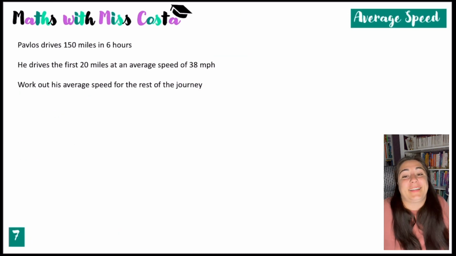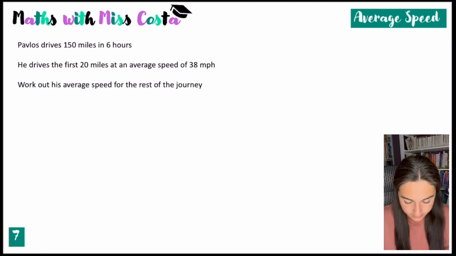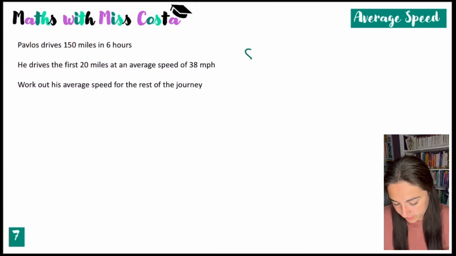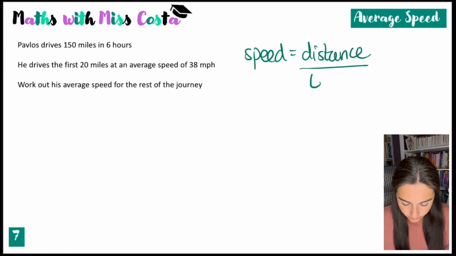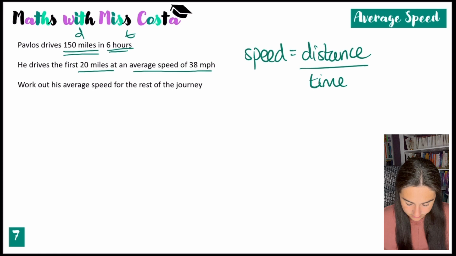Okay, average speed. So what's the formula for speed, distance, time? We know that speed, if you watched the previous video, is distance over time. So Pavlos drives 150 miles, that's your distance, in 6 hours, that's your time. He drives the first 20 miles at an average speed of 38 miles per hour. Okay, I thought this was going to be a lot harder than it is. Work out his average speed for the rest of the journey.